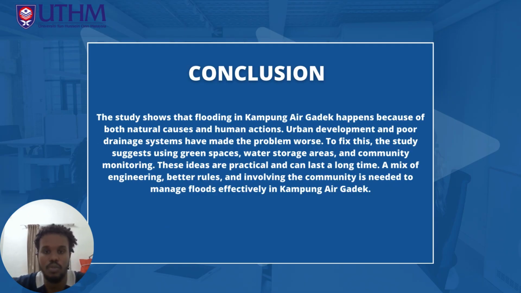So if we move on to the conclusion, the study shows that flooding in Kampung Air Gadek happens because of both natural causes and human actions. Urban development and poor drainage systems have made the problem worse. To fix this, the study suggests using green spaces, water storage areas, and community monitoring. These ideas are practical and can last a long time. A mix of engineering, better rules, and involving the community is needed to manage floods effectively in Kampung Air Gadek.